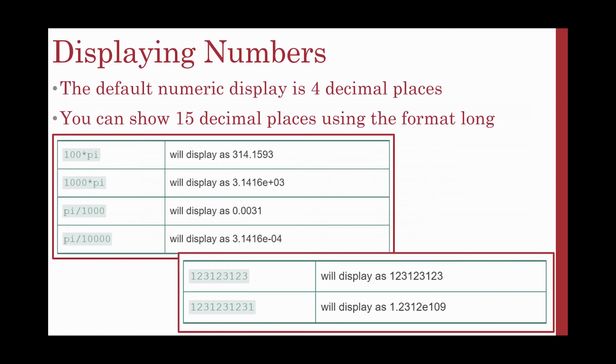So how can we display numbers? The default numeric display is 4 decimal places. You can show 15 decimal places by using format long. So for example, if I do 100 times pi, I'm going to get 314.1593, which displays 4 decimal places. If I do pi divided by 1,000, I'm only going to get 0.0031. Whereas if I do pi divided by 10,000, I'm going to get 3.1416e-04.